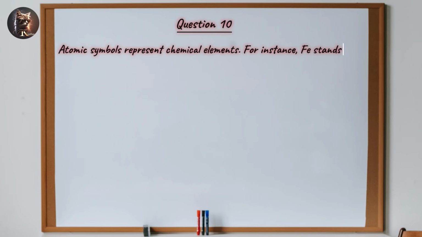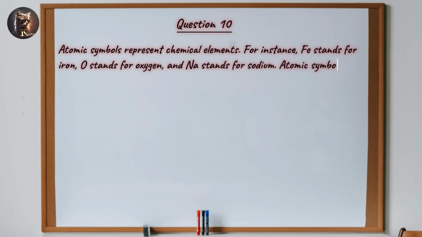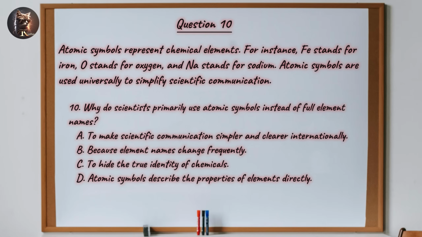Now let's look at passage 10. Atomic symbols represent chemical elements. For instance, Fe stands for iron, O stands for oxygen, and Na stands for sodium. Atomic symbols are used universally to simplify scientific communication. Here's our question for this passage. Why do scientists primarily use atomic symbols instead of full element names?